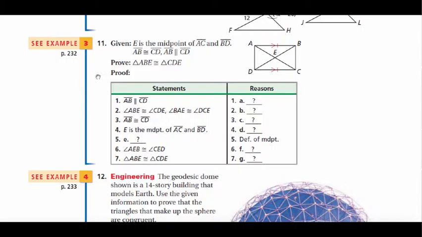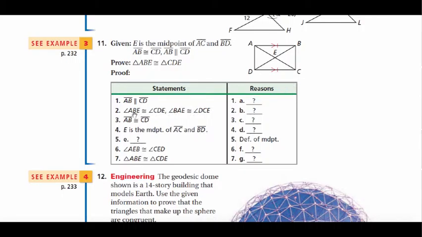Number 11, given that E is the midpoint of AC and BD, and that AB is congruent to CD, and that AB is parallel with CD, let's prove that triangle ABE is congruent to triangle CDE. So this is the big 6 that we need to do. All right, we know that AB is parallel with CD. That's given. And by having these two lines parallel, we now have all the nice theorems from Chapter 3. Alternate interior, alternate exterior, same side interior, all those kinds of things.